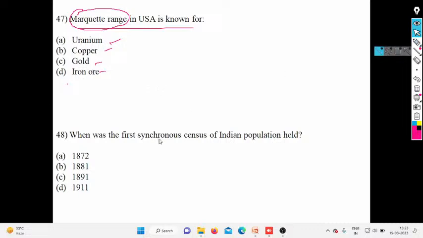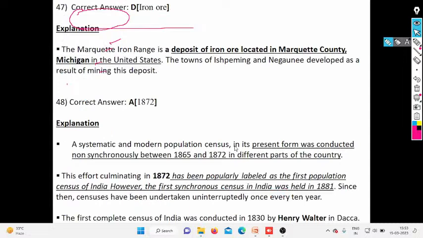Sorry, uranium. Next, when was the first synchronous census in India population held? Synchronous, it is 1881. Sorry, 1872.